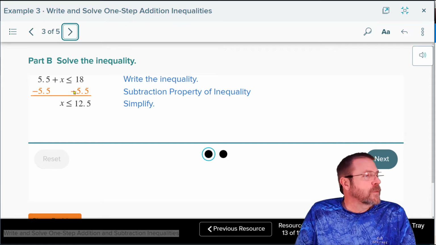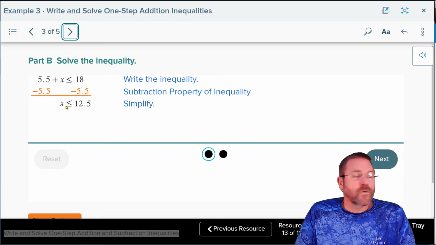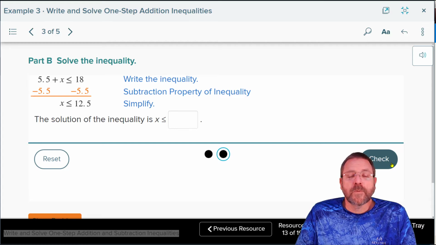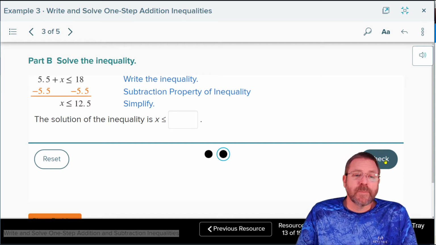We're going to isolate the variable by subtracting the 5.5 on both sides, and when we do that, we find out that x is less than or equal to $12.50. So, interpreting the solution, he can spend no more than $12.50 on the games. He can spend $5, he can spend $12. He could spend $12.50. He cannot spend $12.51 because he doesn't have that much money.